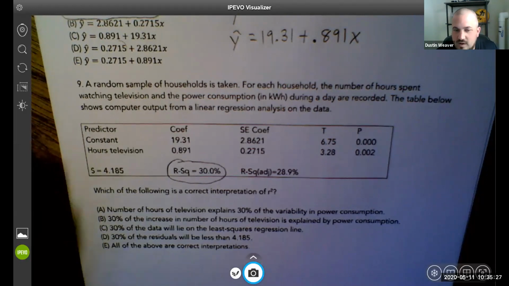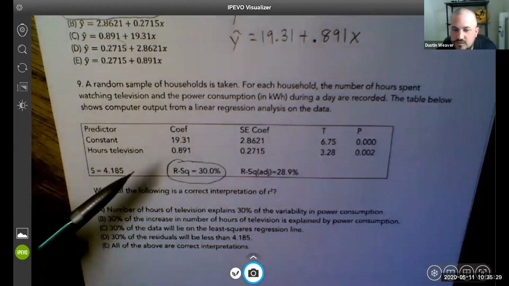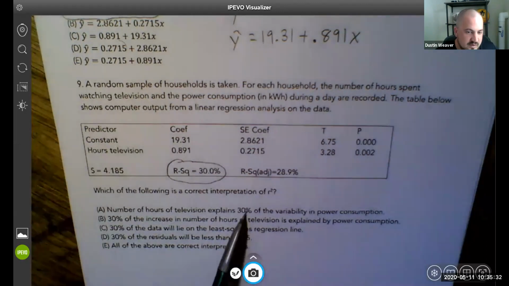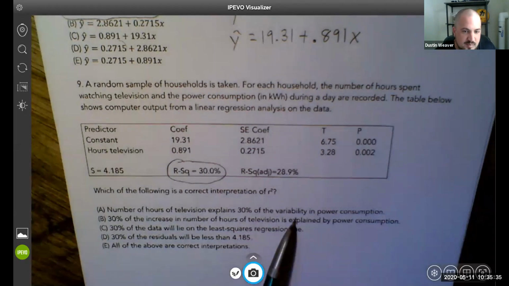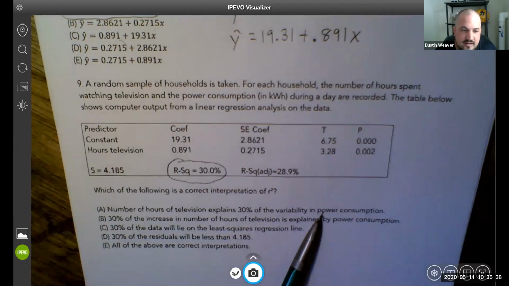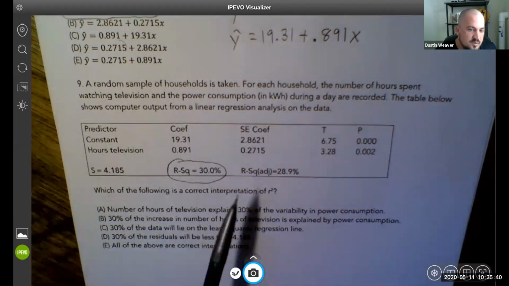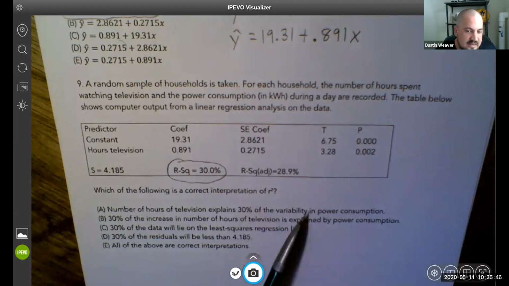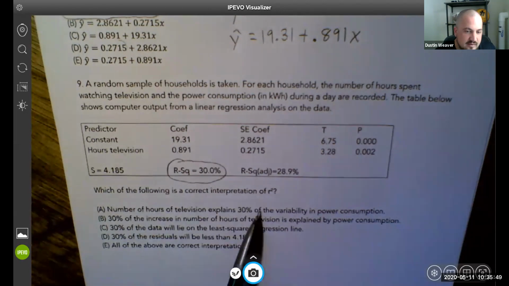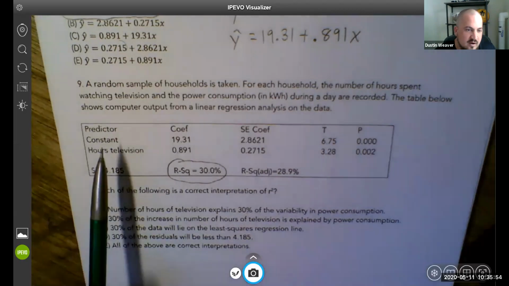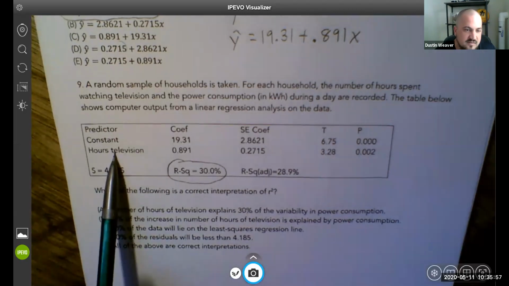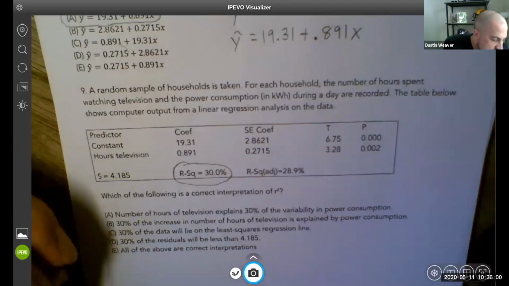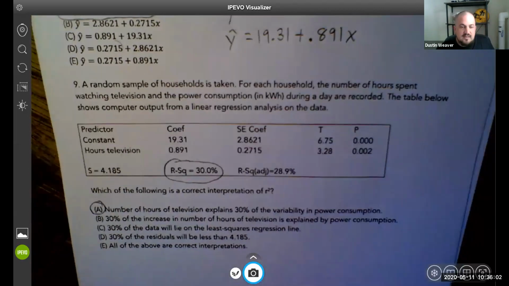So when we're interpreting R squared, what are we looking for? In our interpretation, we're looking for a percent, and we're looking for variability, and it should be in Y. So again, the interpretation of R squared is the percent of variability in Y that is explained by the line, okay? So 30% of the variability in power consumption. And we know power consumption is our Y because hours of television is our X. So the number of hours of television should explain 30% of the variability in power consumption.